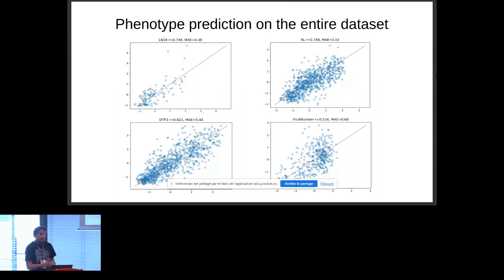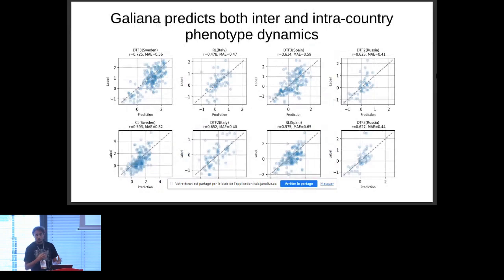We also wanted to check that our model is not just able to predict some sort of average phenotype for the samples belonging to each country. Because our goal is to build a model that is able to predict even subtle phenotype dynamics within Arabidopsis subpopulations, we stratified our prediction by country. Here I show a couple of phenotypes, for example, Swedish, Italian, Spanish, and Russian samples. We can see that correlation may be slightly lower, but it is still clearly present.